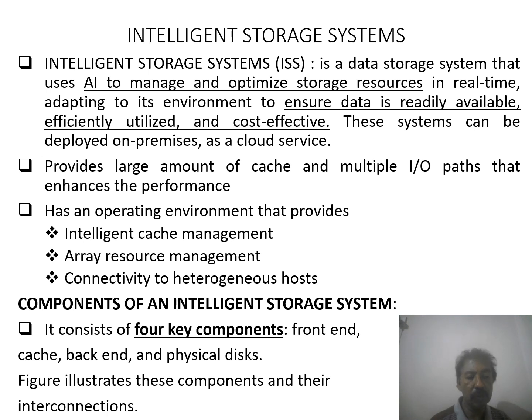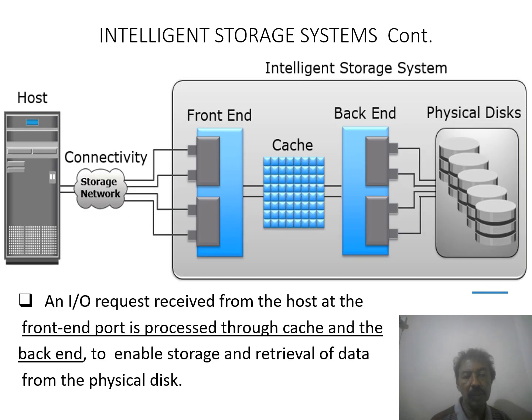Next we wish to discuss the components of the intelligent storage system. In this we are focusing on 4 components. First one is front end, then cache, then back end and physical disk. The figure illustrates the components.